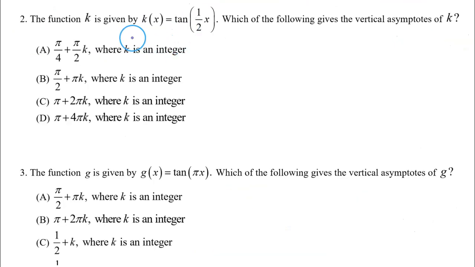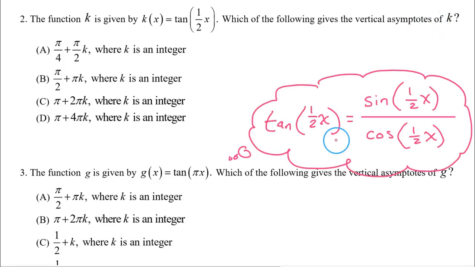Number 2, the function k is given by k of x equals the tangent of 1/2 x. Which of the following gives the vertical asymptotes of k? In your head, you should be thinking tangent is sine over cosine. And a vertical asymptote will occur wherever the denominator is equal to 0, because you can't divide by 0. So we will have a vertical asymptote where the cosine of 1/2 x is equal to 0.